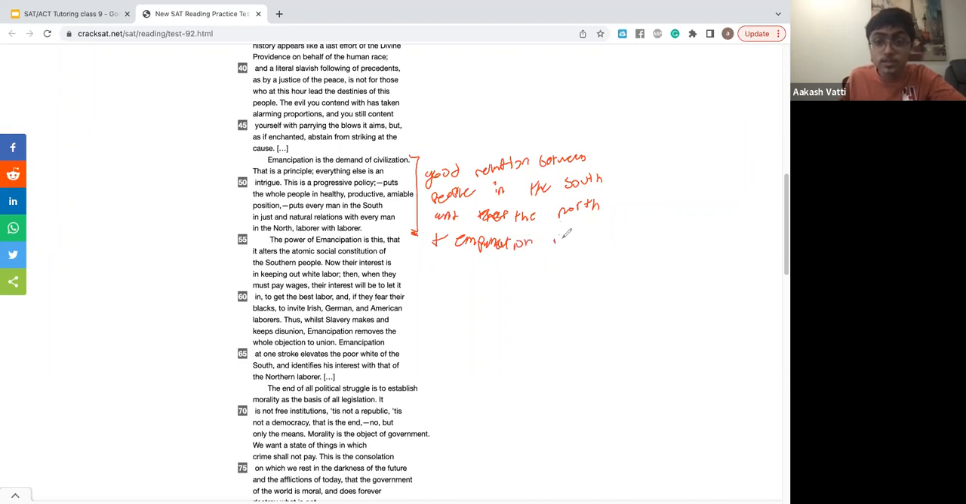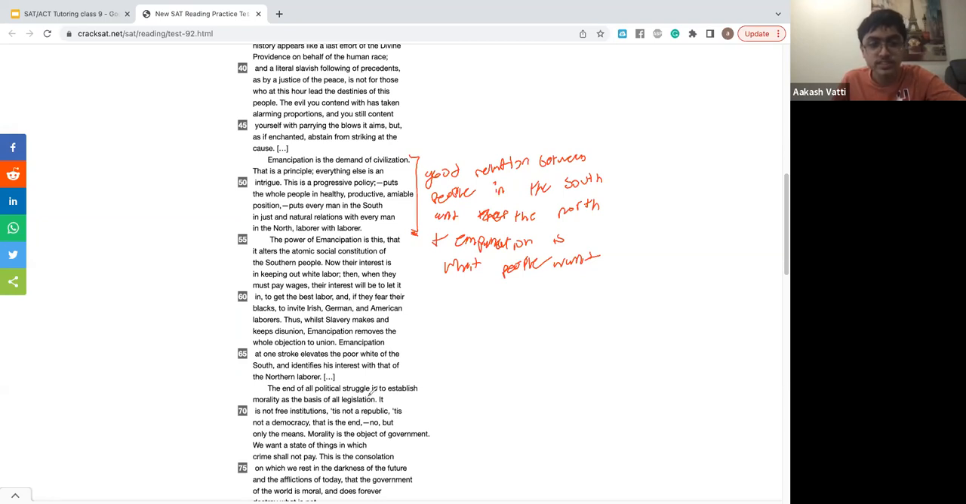Shun is what people want. This power of emancipation is that it alters the atomic social constitution of the Southern people. Now their interest is in keeping out white labor. Then when they must pay wages, their interest will be to let it in, to get the best labor. And if they fear their blacks, to invite Irish, German, and American laborers. Thus, while slavery makes and keeps disunion, emancipation removes the whole objection to union.